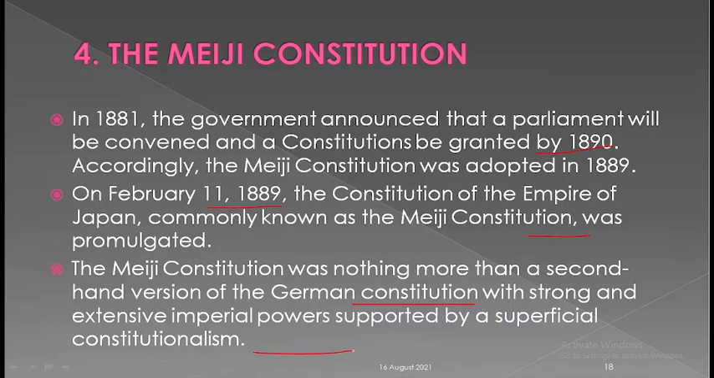Now, during those days, the Constitution of the USA was already there, the Constitution of France, the Constitution of the UK was already there, but Japan had copied the German Constitution because Germany had a very strong center. The German Constitution gave very strong power to the center. So similarly, as they copied from the German Constitution, the Meiji Constitution also gave very strong power to the central government, particularly the emperor.